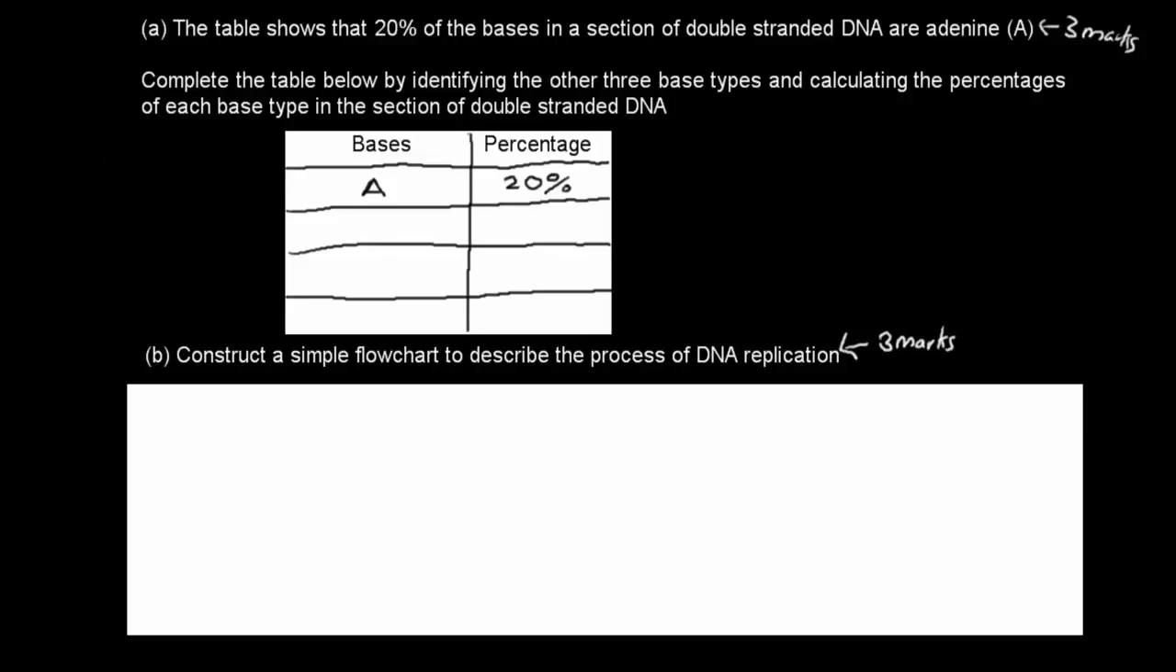The question itself says the table shows that 20% of the bases in a section of double-stranded DNA are adenine. Complete the table below by identifying the other 3 base types and calculate the percentages of each base type in the section of double-stranded DNA. And B, construct a simple flowchart to describe the process of DNA replication. That's worth 3 marks. Alright, so when you're ready, pause the video and attempt the question.